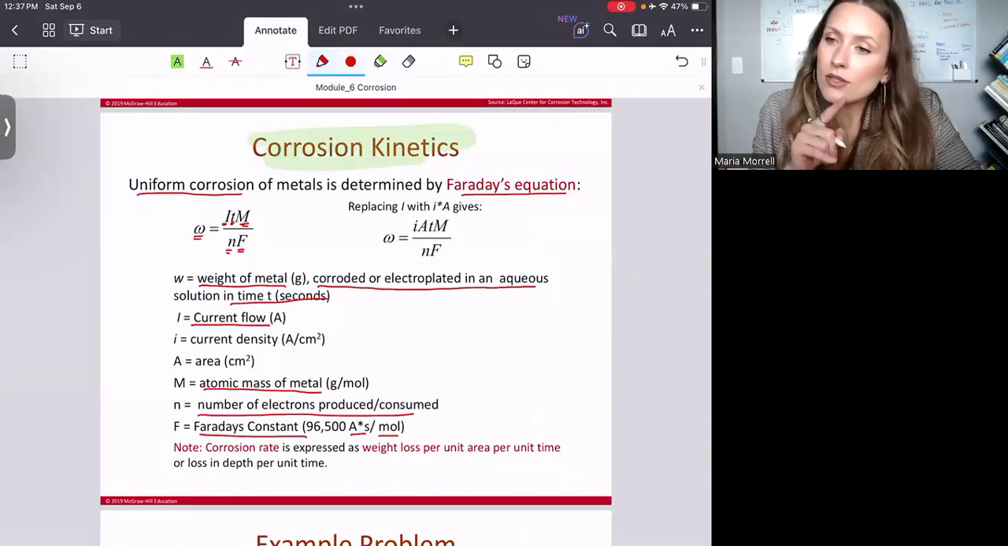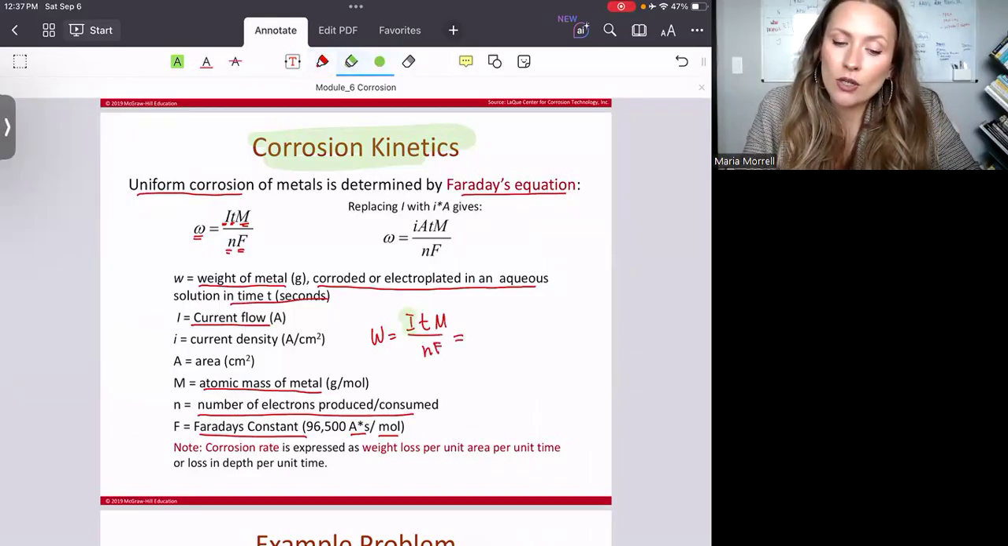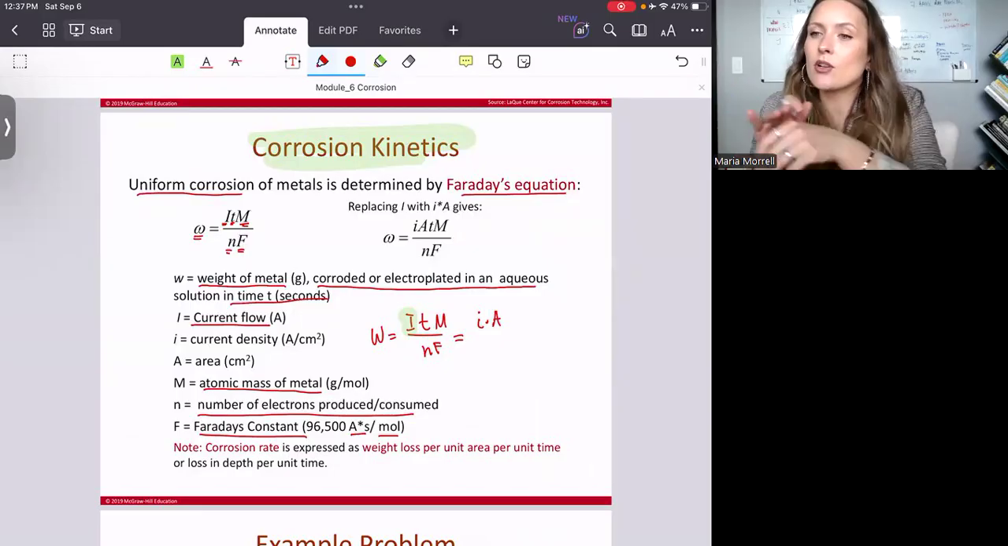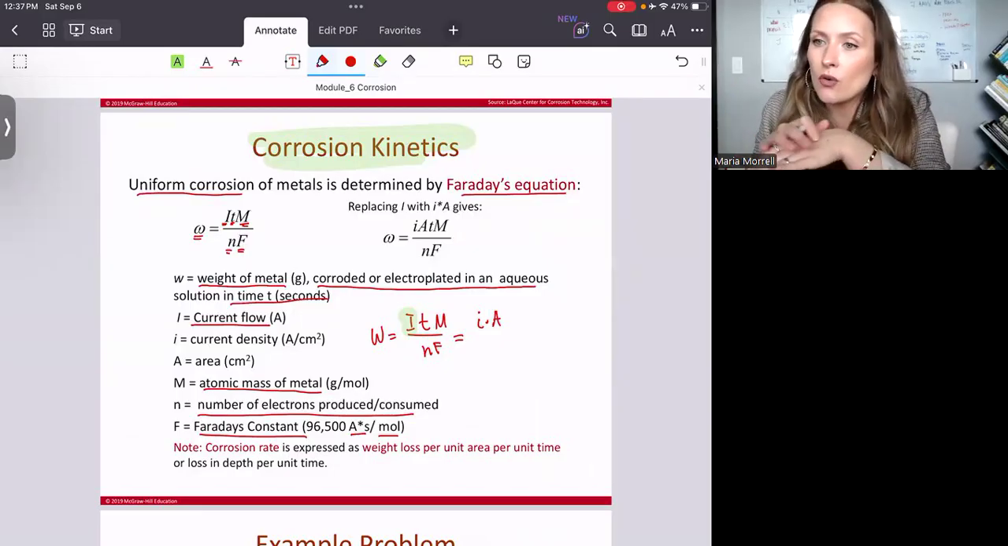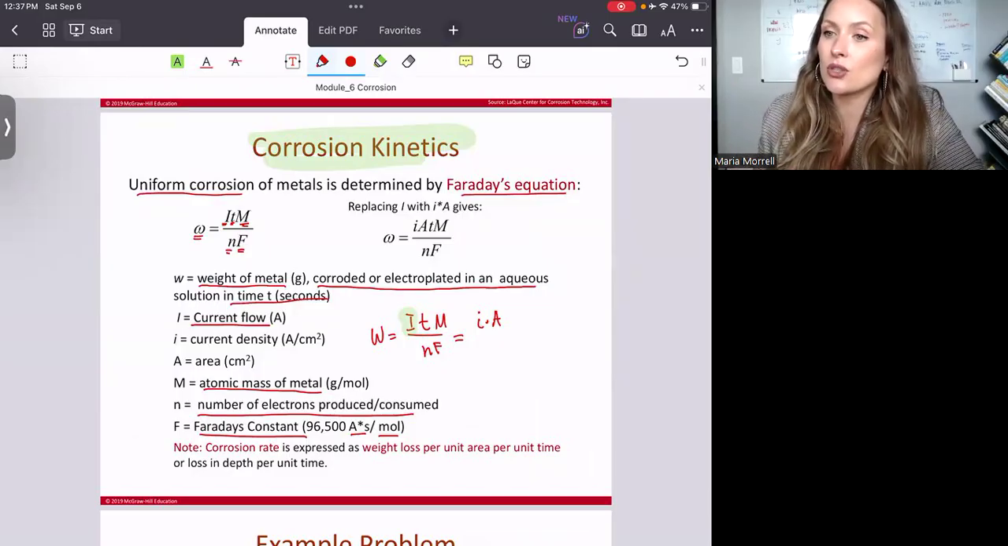Now, we can also rewrite this equation. You can either have this ITM over NF, or you can rewrite your current as current density times area. This area is the cross-sectional area where corrosion occurs. We are about to see examples of how you can actually use it in real examples. And the rest will be the same, NF.